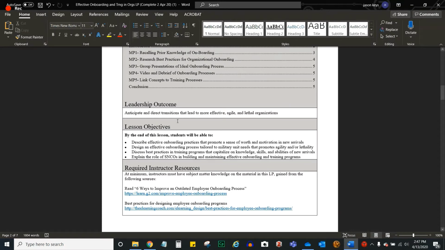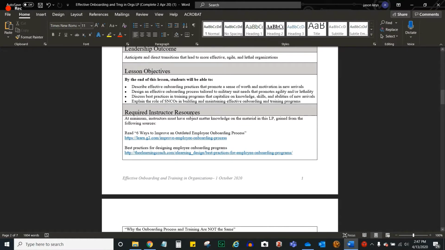Of course, like all leadership lessons, this one directly relates to the outcome that we're looking for, which is anticipate and direct transitions that lead to more effective, agile, and lethal organizations. And when it comes to both being effective and agile, I think you'll see that this lesson does a really good job of scaffolding up to that outcome.